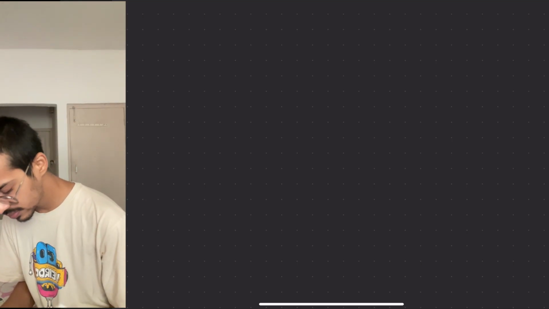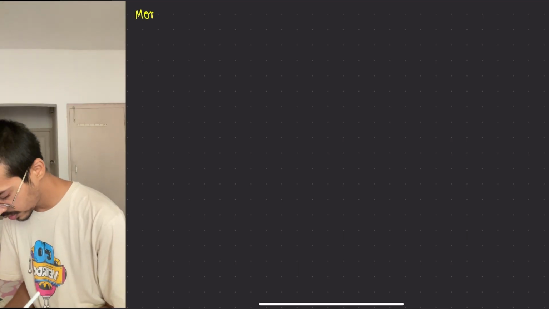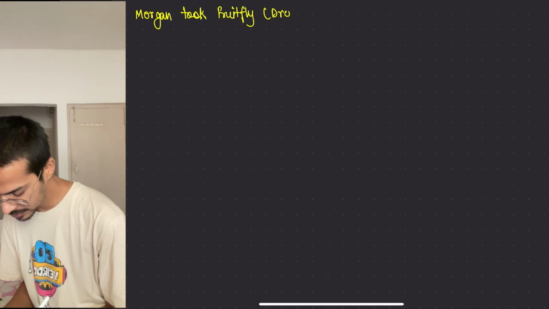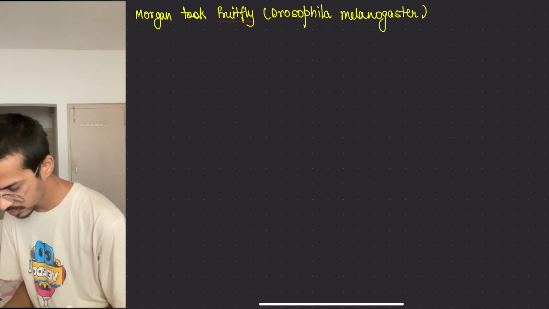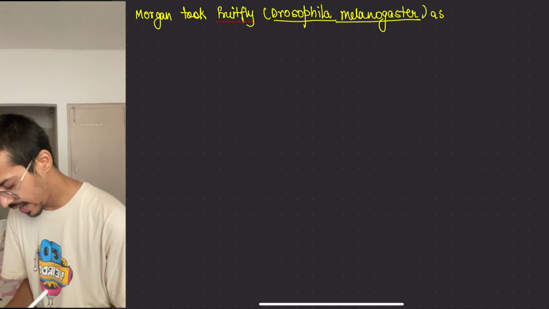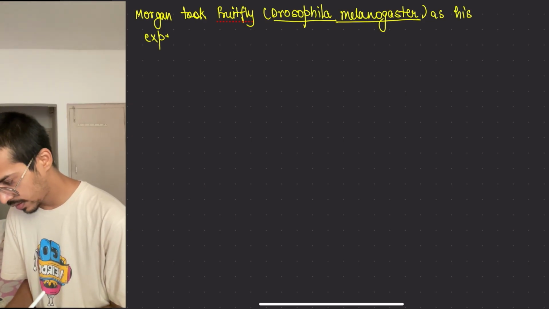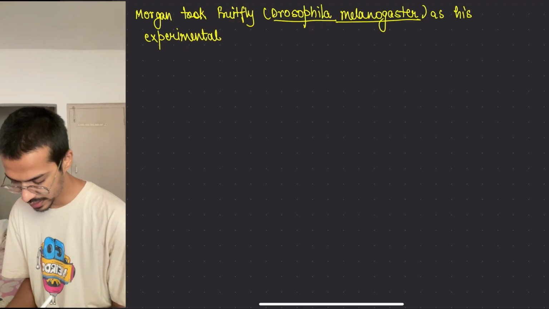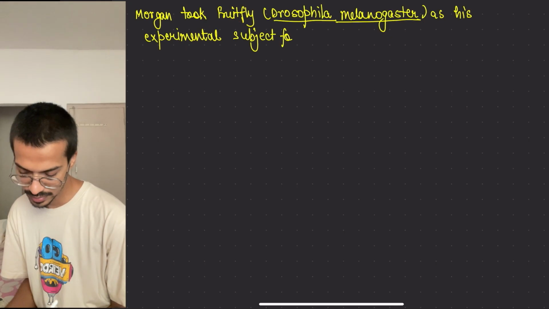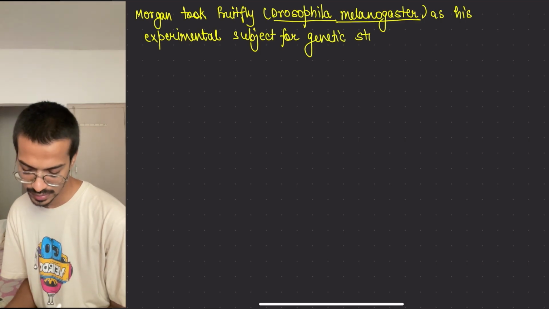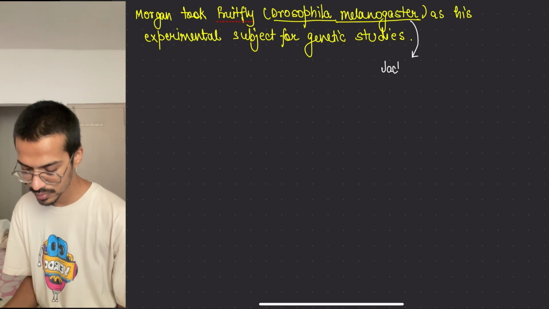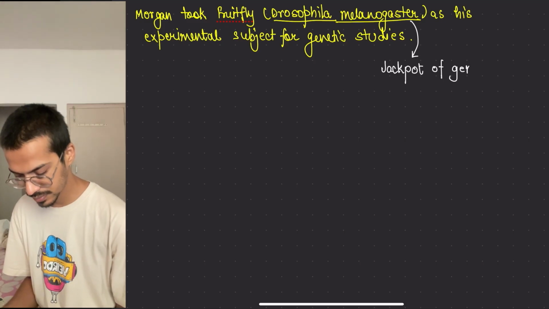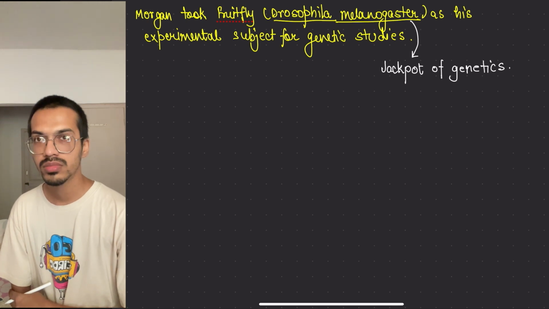So Morgan took the fruit fly, called Drosophila melanogaster, as his experimental subject for genetic studies. And the reason why he did it, we will see later on, and that's why it is called the jackpot of genetics. Okay, now let's see why he did it.